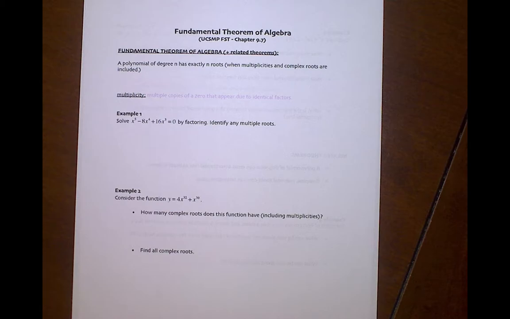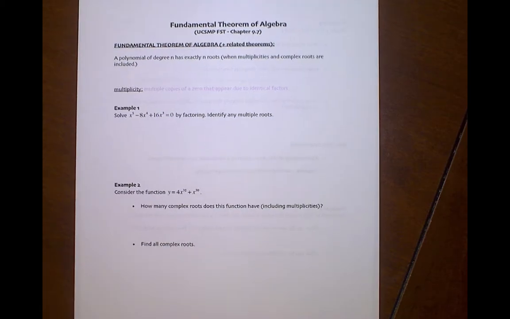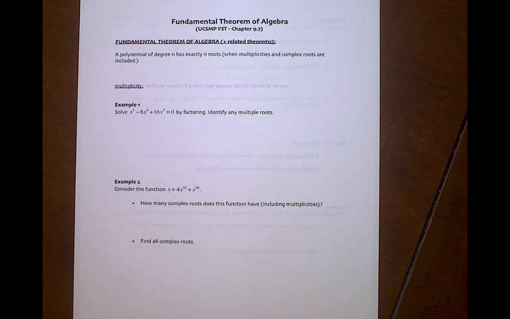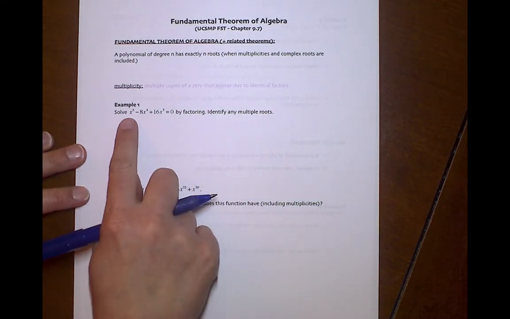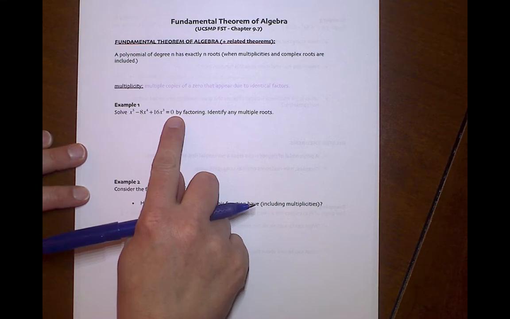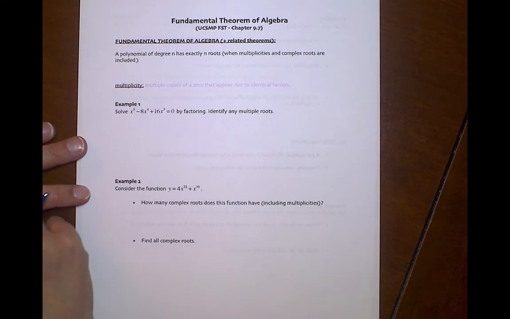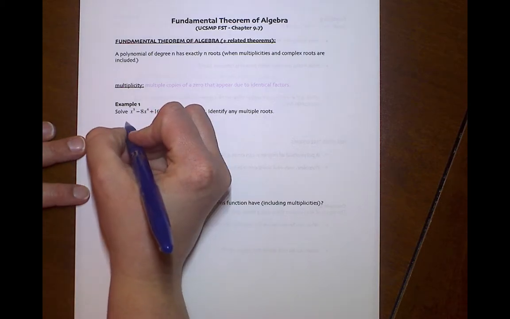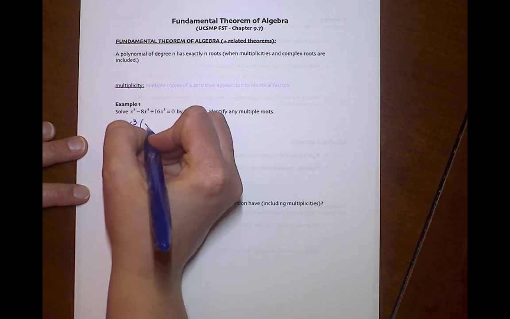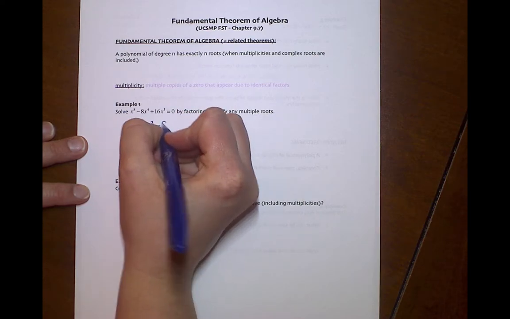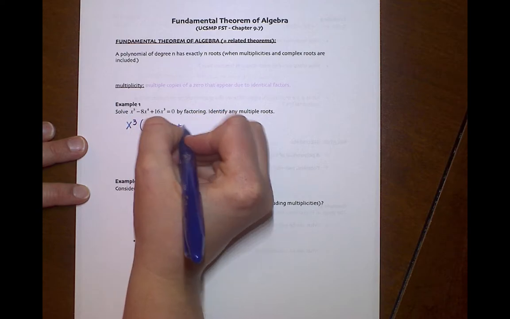So let's take a look at this first example and we'll start putting this fundamental theorem to use here. In example 1, it wants us to solve by factoring, and so for solving we're trying to find the roots and we need to make sure to identify any multiple roots. So my first goal here is to factor this thing. So let's look at it and look for a GCF first. And it looks to me like all 3 of these have an x cubed in them. So I'm going to take out an x cubed. And then I'll have, let's see, an x squared minus an 8x plus 16.